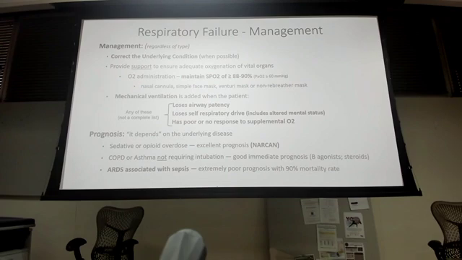It's pretty straightforward, right? Generically, correct the underlying condition when possible, whether that's airway compromise, an opiate overdose, or cardiogenic. We have to figure out what's the underlying cause and reverse it quickly. So provide O2 administration. Why do I say maintain SpO2 of 88 to 90?